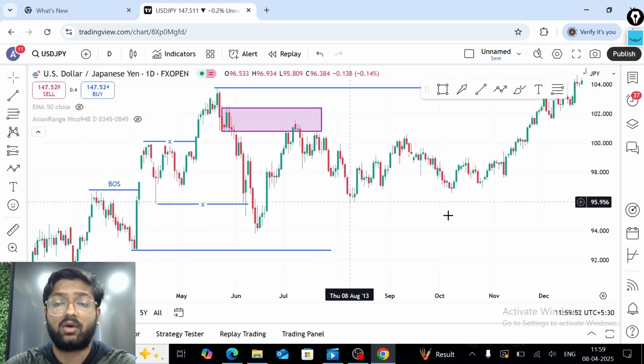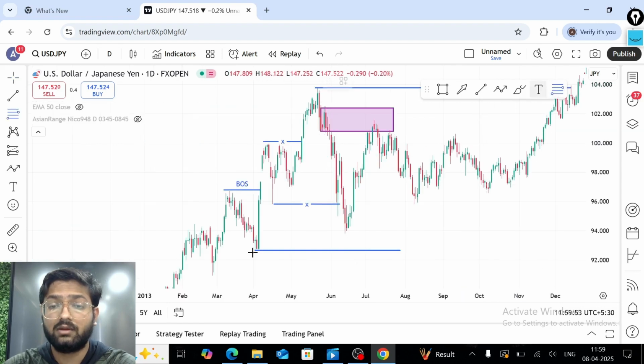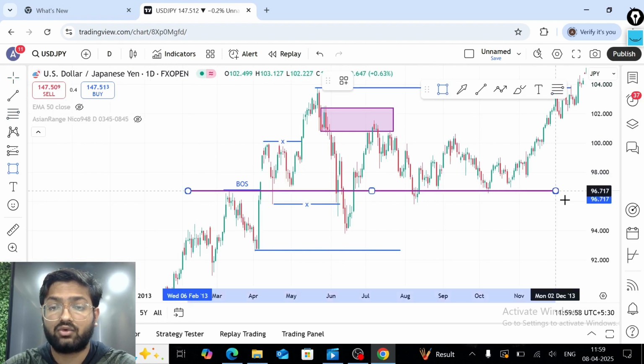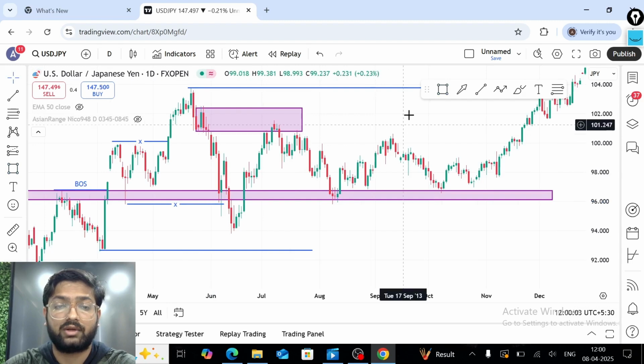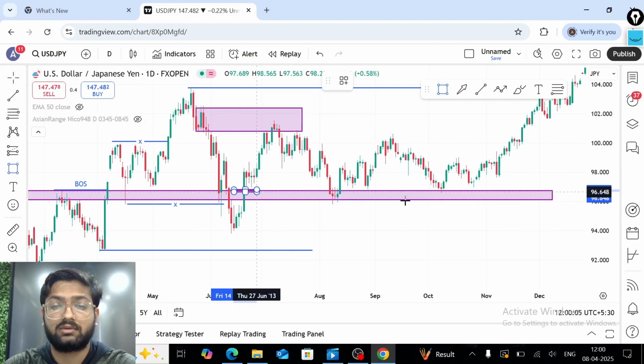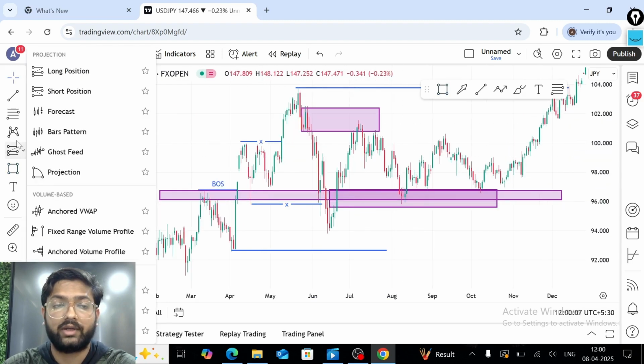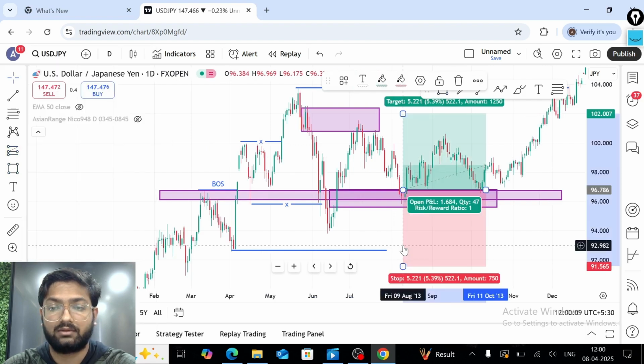Okay, and what happened here? The price came into the discount zone over here, and we have a strong zone over here. And see here, what a beautiful ride. So we have an FVG over here, and we are going to enter a trade from here.